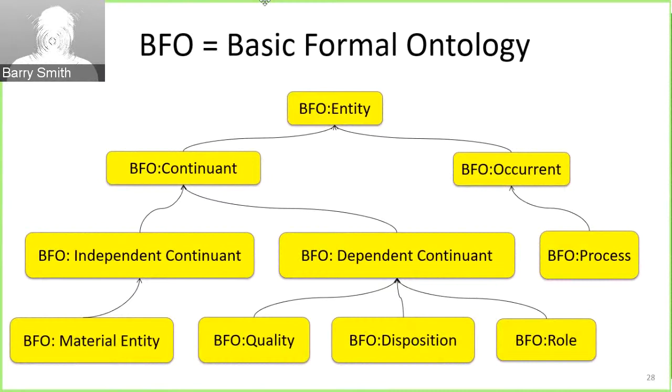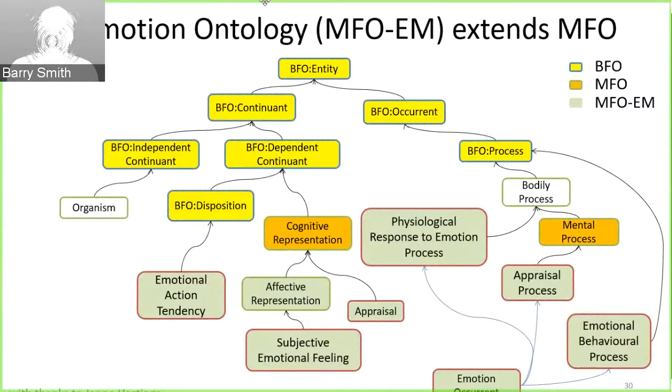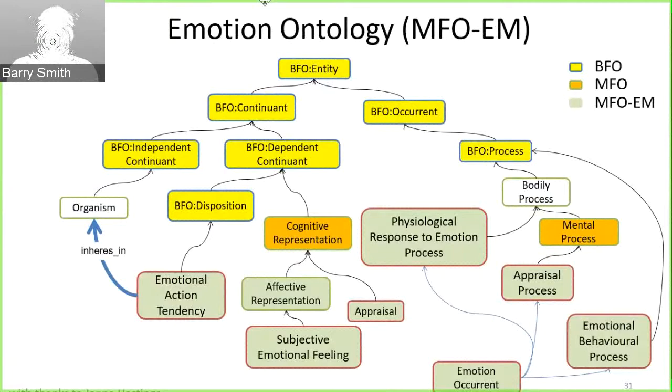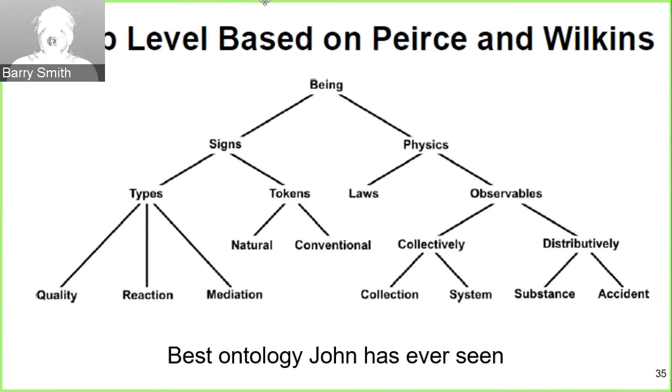And then BFO works because biology ontologies or other kinds of ontologies extend BFO downwards through definitions. And the thesis that we make is that BFO has enough content to enable all terms that you might want to tag data with to be defined as children or grandchildren. So this is one example. This is the emotion ontology, which extends the mental functioning ontology even further. And again, you have a lot of ISA relations. You also have other kinds of relations, for instance, inheres in, or is agent of, or is output of, and so on. So this is a nice, clean ISA hierarchy, isn't it?